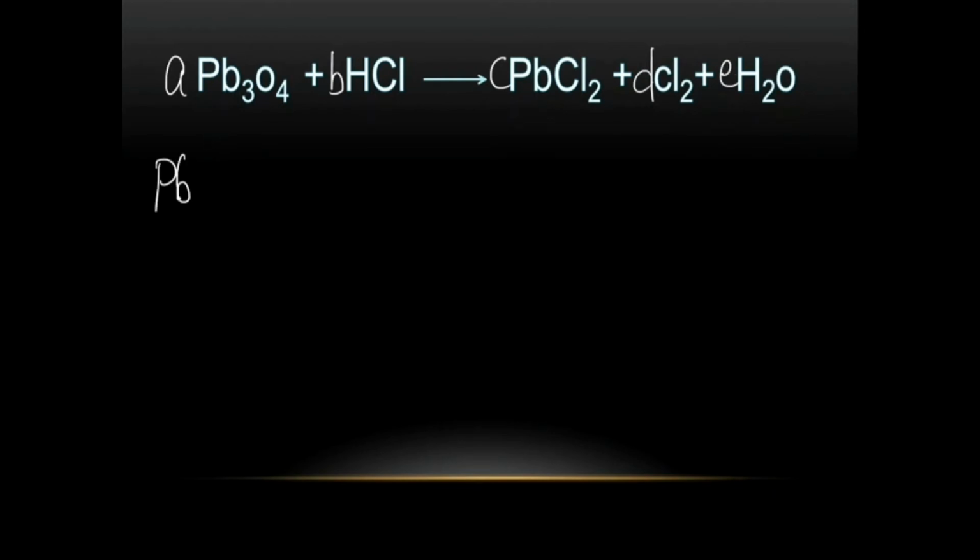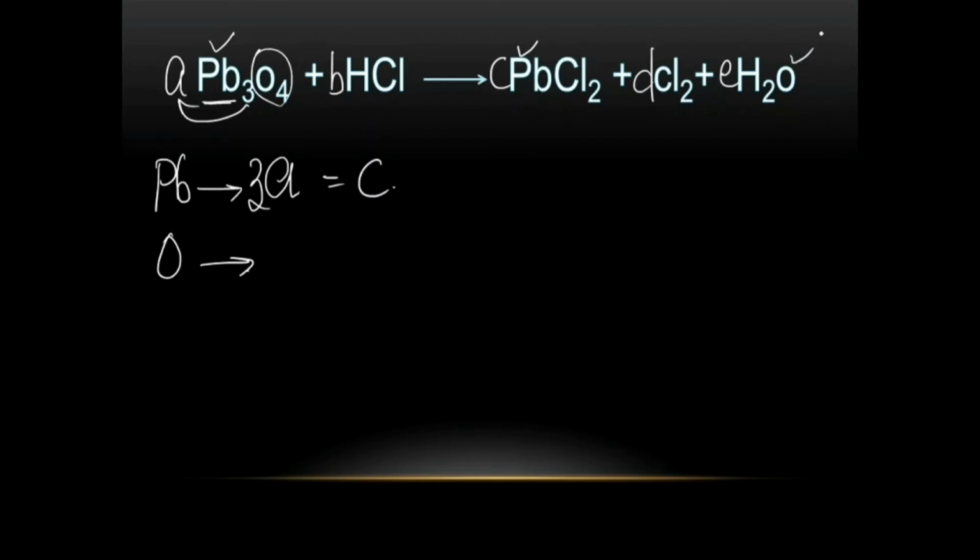Who is the participating member here? Lead first. A on the reactant side is one time, and in this equation you'll come to know why I say one time. It is 3 times A, 3A, here it is C. Next member is oxygen. Oxygen one time here and only one time here. So 4 times A is equal to E, because here oxygen is only E. Next, hydrogen, one time here and one time there. So B equals 2E.